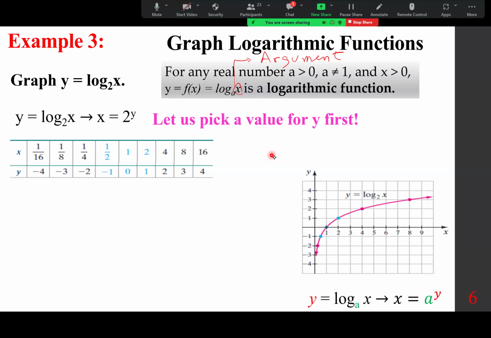In fact, when the base is larger than 1, it looks like this. I hope you remember with the exponential format the same thing. When a is larger than 1, meaning 2, 3, 4, 5, they are almost the same. The larger the base, the smaller the result, the closer to the x-axis, okay?